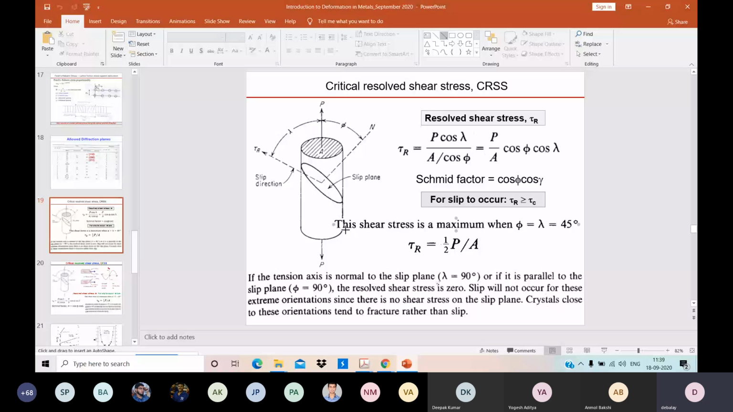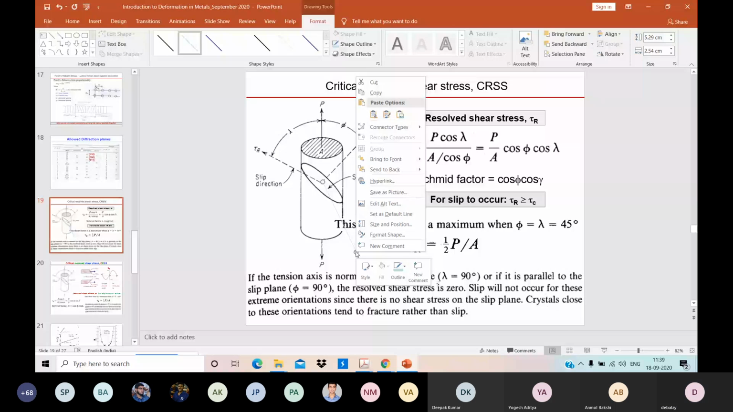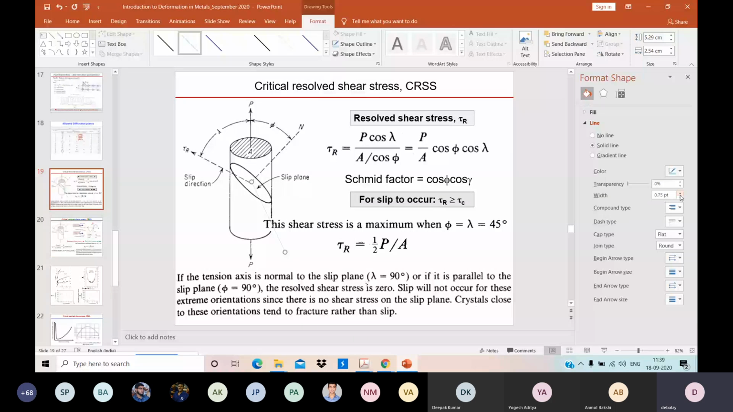Can you see my screen? You can see my screen. Yes, sir.